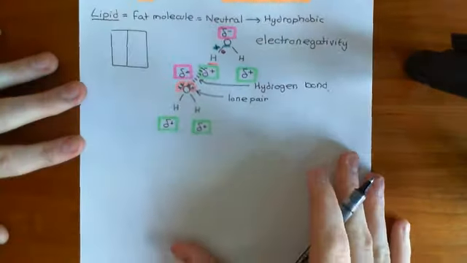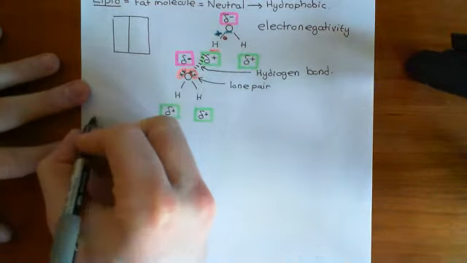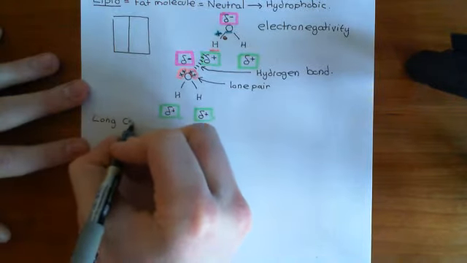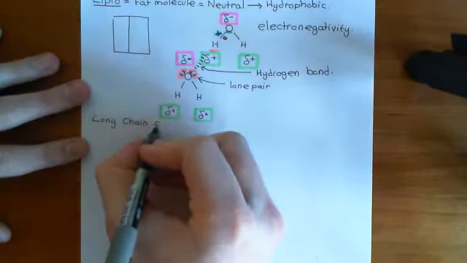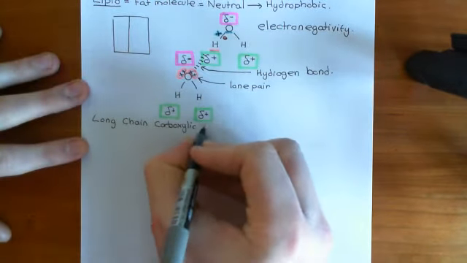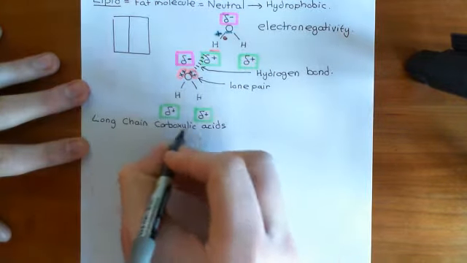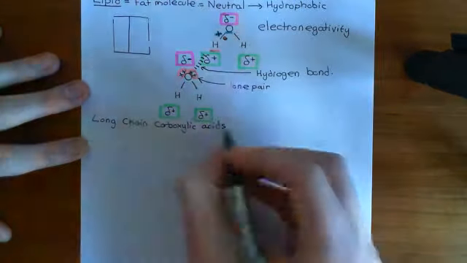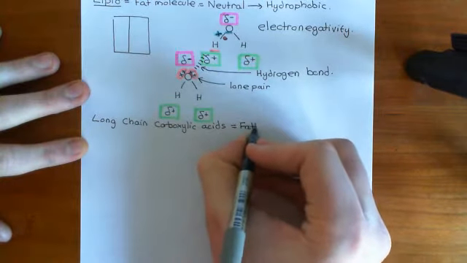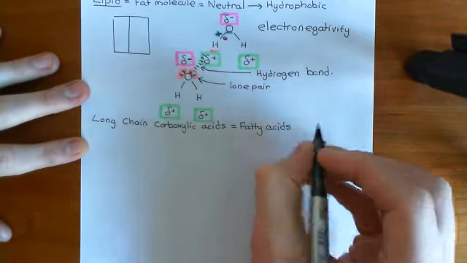Okay, so let me give you an example of a fat molecule, the sort of archetypal example of a fat molecule. So a whole category of fat molecules are what are known as long-chain carboxylic acids. Now long-chain carboxylic acids, as the name suggests, are carboxylic acid molecules which have a really, really long tail. They're also actually called fatty acids, and fatty acids is kind of the old name for long-chain carboxylic acids.